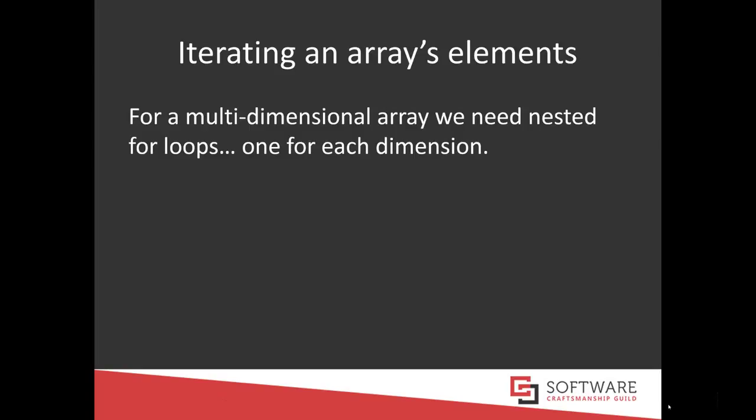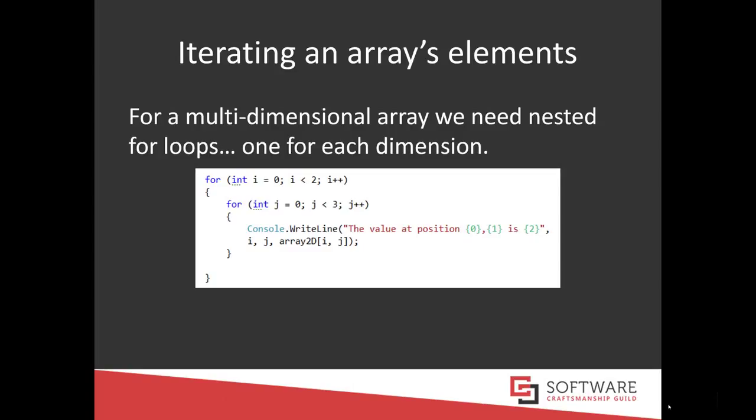If we want to iterate a multi-dimensional array, we need to use nested for loops, and we're going to have one for each dimension. So for a 2D array, we're going to need 2 for loops. For a 3D array, we would need 3, etc. The good news is that multi-dimensional arrays in business applications are not very common. They're far more common in gaming applications. But if we wanted to loop through this 2D array, we would start the outer loop, which is the variable I, to go from 0 to 1. The inner loop would go from 0 to 2, and we call that j.